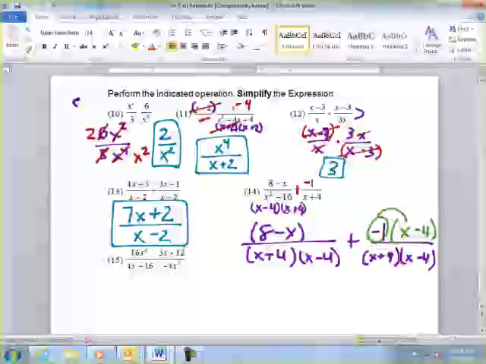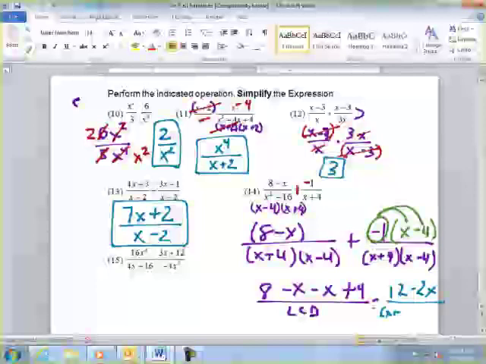We then need to distribute that negative 1. So I'm going to have 8 minus x plus 4 all over that LCD. Combine like terms for the final answer: 12 minus 2x over x plus 4 and x minus 4.